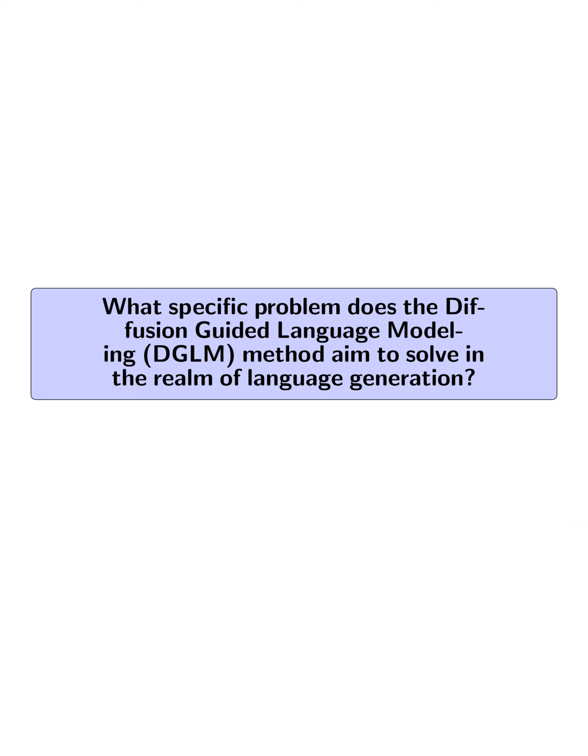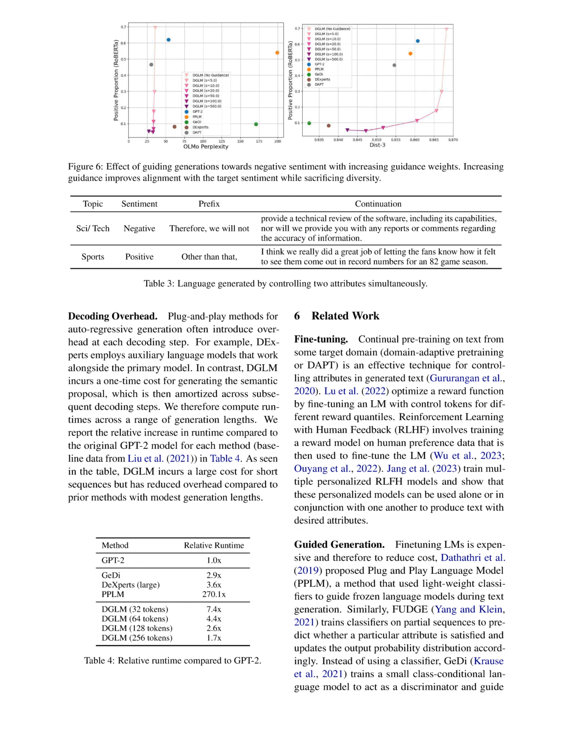What specific problem does the diffusion-guided language modeling (DGLM) method aim to solve in the realm of language generation? The diffusion-guided language modeling (DGLM) method aims to address the challenge of effectively guiding language generation to meet specific attribute preferences without the drawbacks associated with traditional fine-tuning methods.